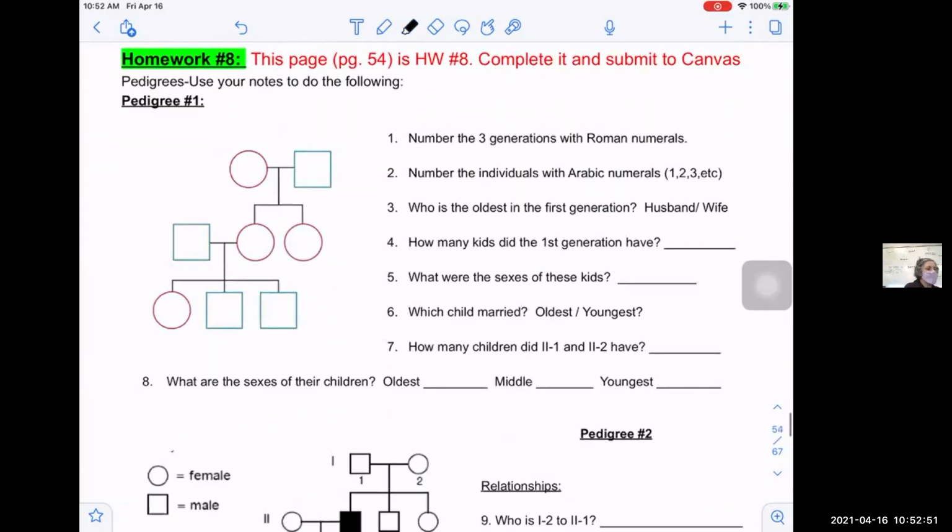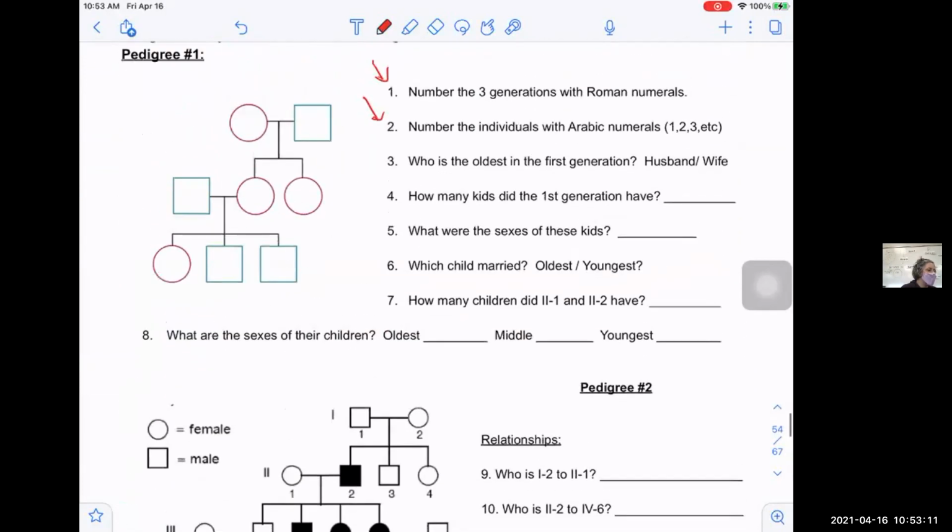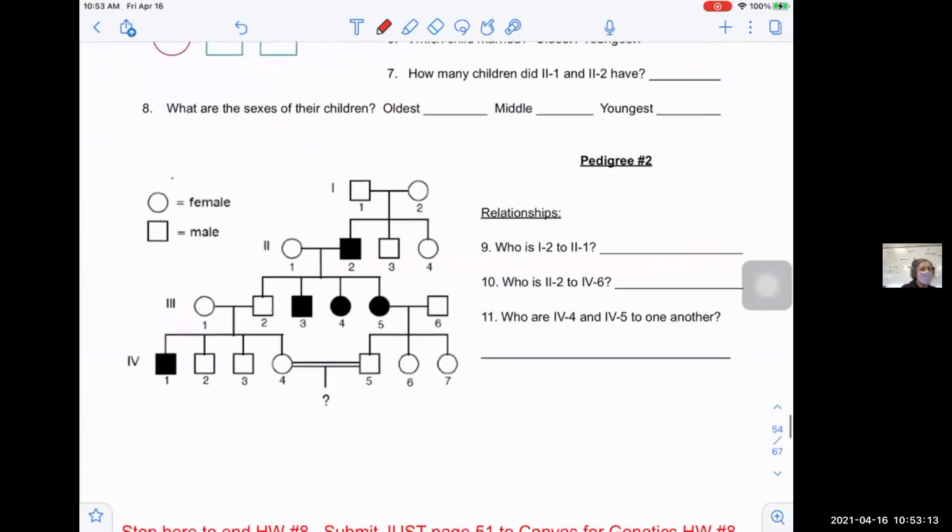So here is your homework. It is very short. It's just 1 page. So you're going to carry out each of these directions for a point. So you're going to number your generations. You're going to number the individuals. Then there's questions to answer. And you have 2 pedigrees. You have one up here to do stuff to, and then you have some questions down here. So I'd like you to take this time right now to complete this.